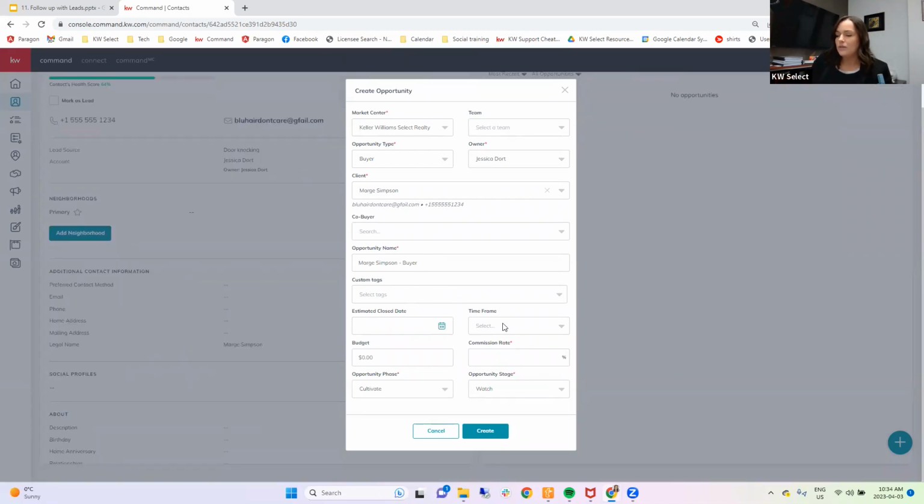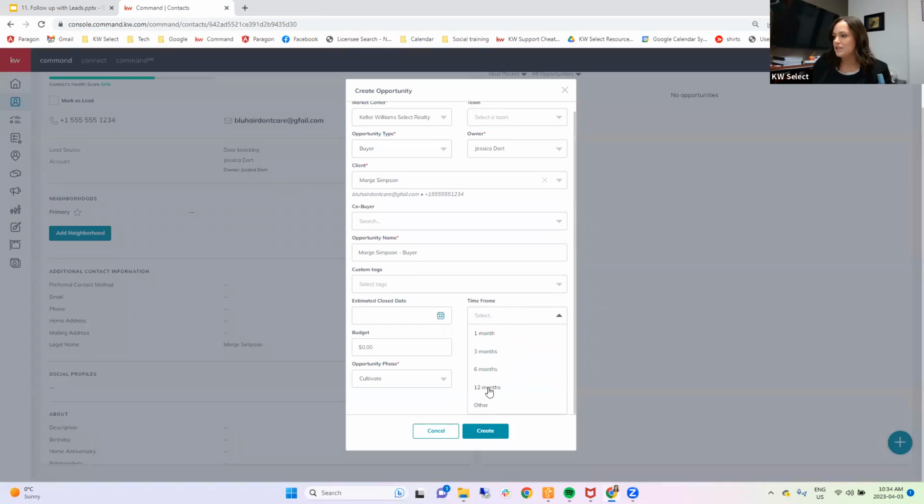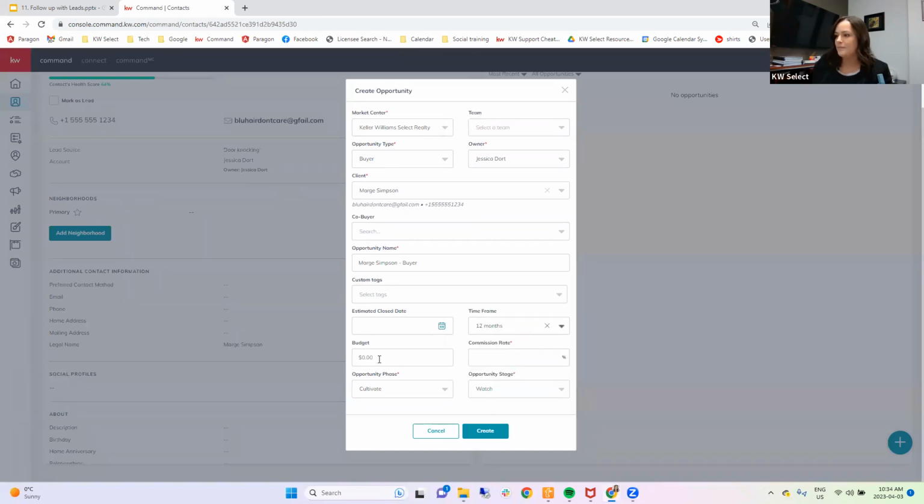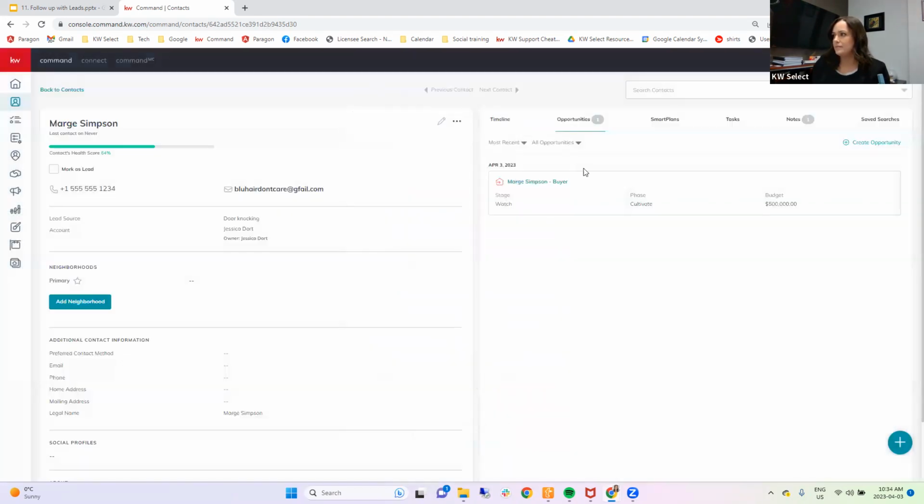The main things I want to fill in, we can fill in the time frame. So we know that she's looking in about 12 months. Maybe they have a budget of 500,000. It does require you to fill in a commission rate, so you can just fill in what you typically charge as a commission. And if that changes down the road, you can change it. Then you're choosing which phase of your pipeline to put it in, and we're going to leave it in cultivate because that's all we're doing. We're cultivating that relationship. Now I can click create. And so now I have this opportunity in my pipeline.